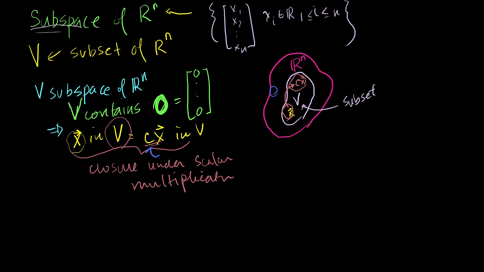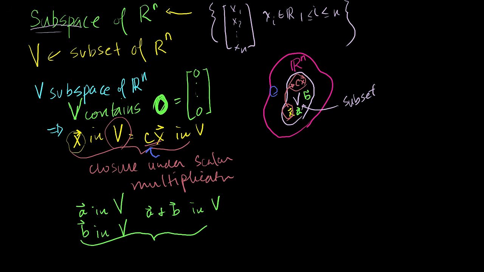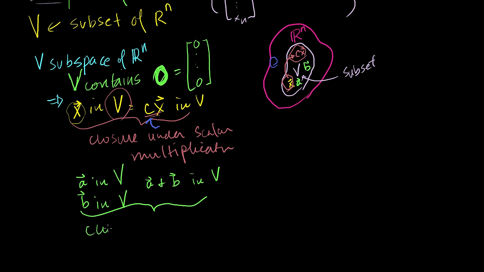And then the other requirement is, let's say I have vector A in here, and I have vector B in here. This is my other requirement for V being a subspace. If vector A is in my set V, and vector B is in my set V, then if V is a subspace of Rn, that tells me that A plus B must be in V as well. So this is closure under addition. Let me write that down. Closure under addition.